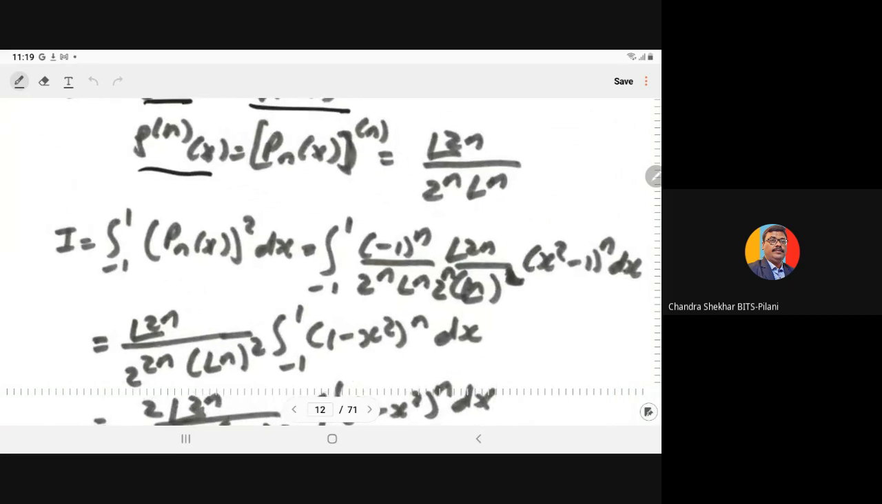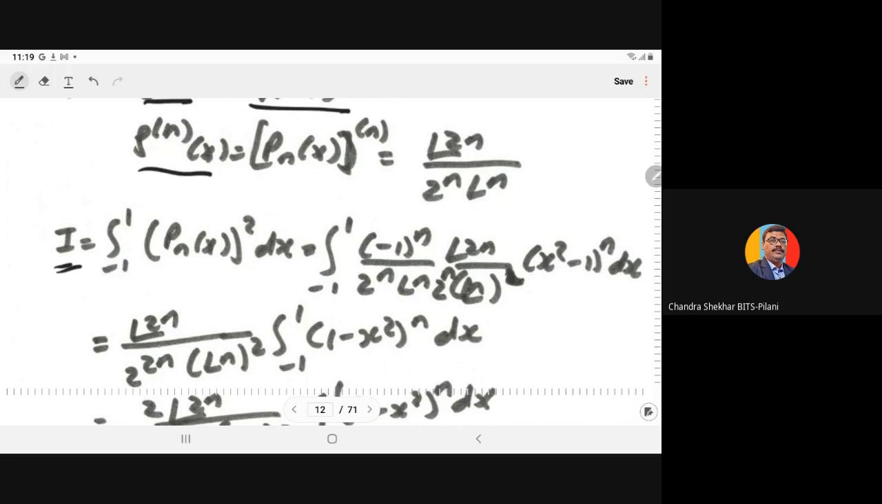So the nth derivative of Pn(x) is nothing but the factorial of 2n upon 2 to power n factorial n. You give the reference of the previous pages. So I will be, when m is equal to n, the integral from minus 1 to 1 of Pn whole square into dx. So it will become, right, minus 1 to power n, 2 to power n factorial n.